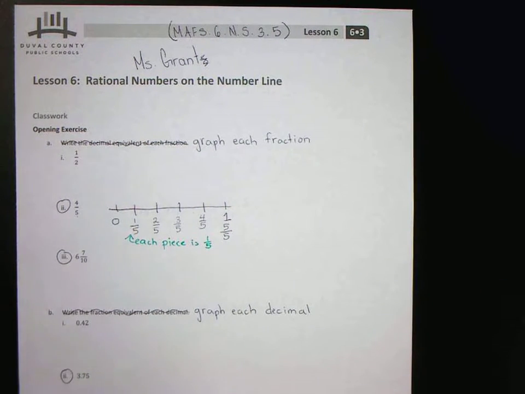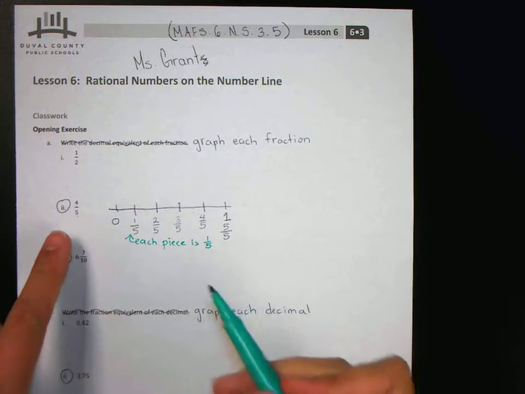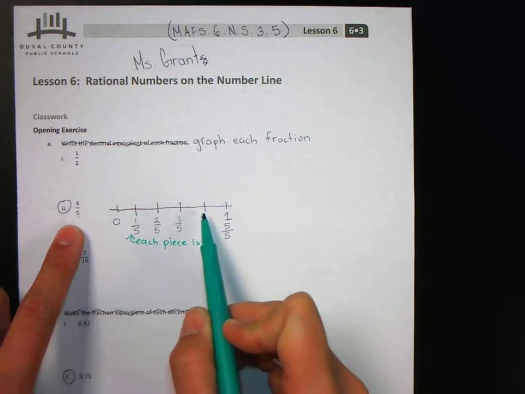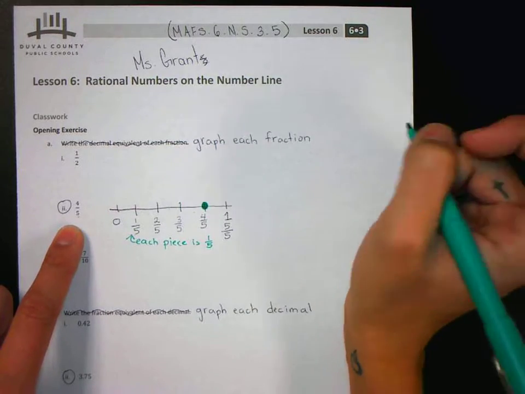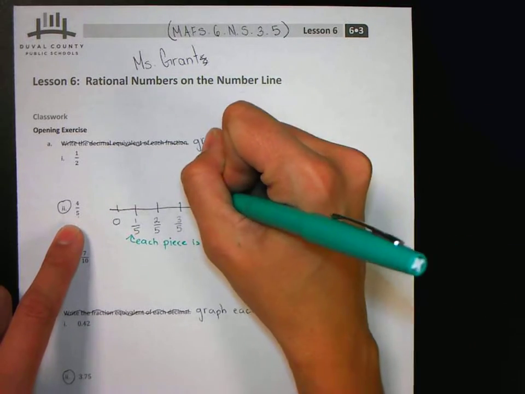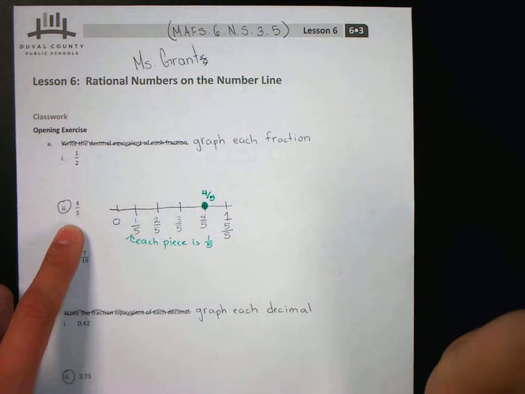Now I want to graph 4/5. So I'm going to start at 0 and work my way until I see 4/5, and I'm going to put a dot. And put a decent sized dot so you know that that is 4/5. You can also label it on top as 4/5.